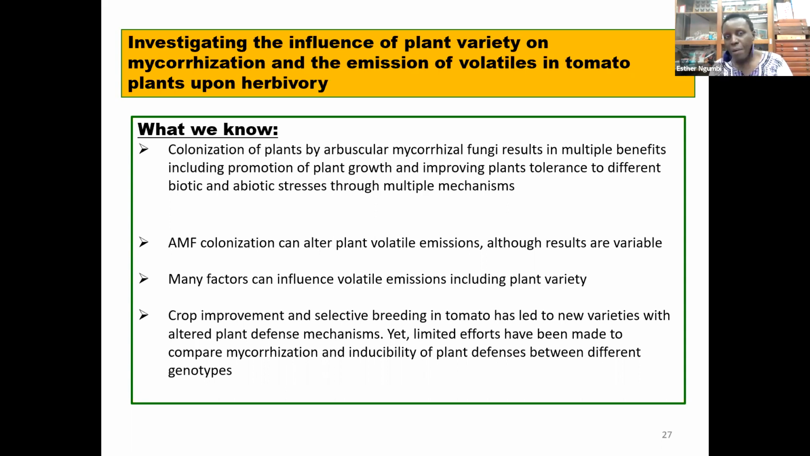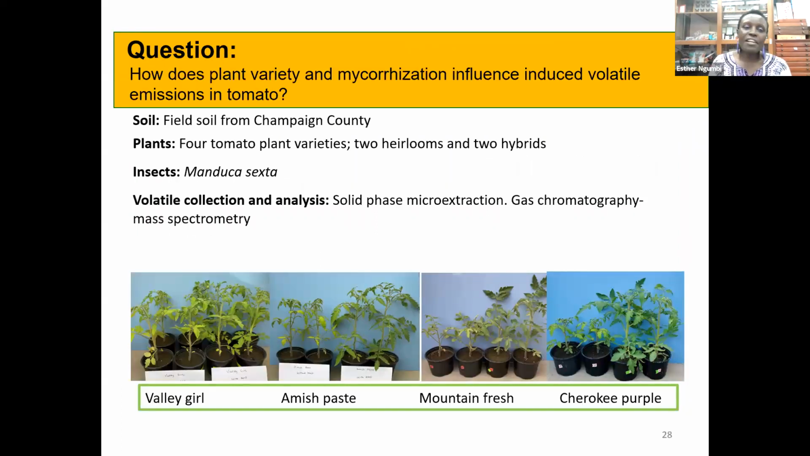And when you think about crop breeding, every year we are doing selective breeding, and we are breeding crops, selecting for fruit size and many other characteristics. And it's possible that as we alter crops to satisfy our demands as consumers, we are not considering plant defense mechanisms. So we want to understand how crop breeding alterations influence plant induced defenses and plant chemistry, and how that cascades to influence plant and insect interactions. So for this system, we're asking how do plant variety and mycorrhization influence induced volatile emissions in tomato?